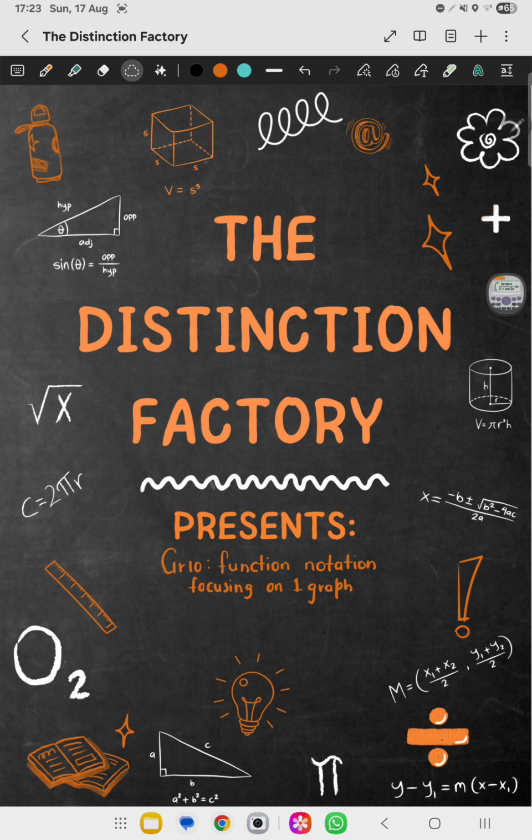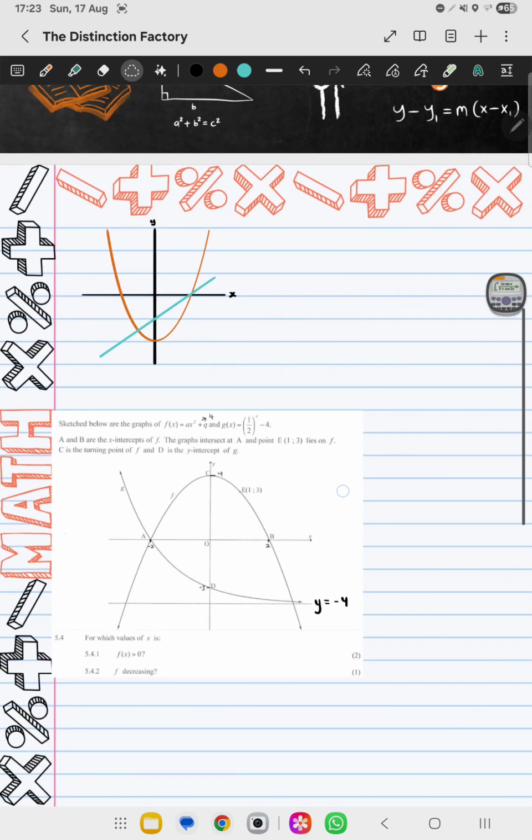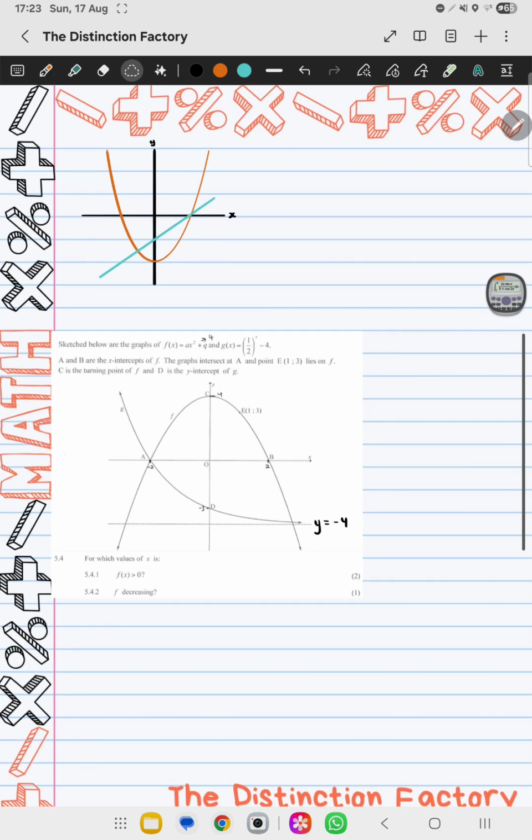And today we are going to be looking at grade 10 function notation while we focus on the y values of one graph at a time. So down here we have a little example just to get us into the hang of what they mean when they say things like f of x or g of x or h of x, for example. And you'll see this as long as you have any functions question.